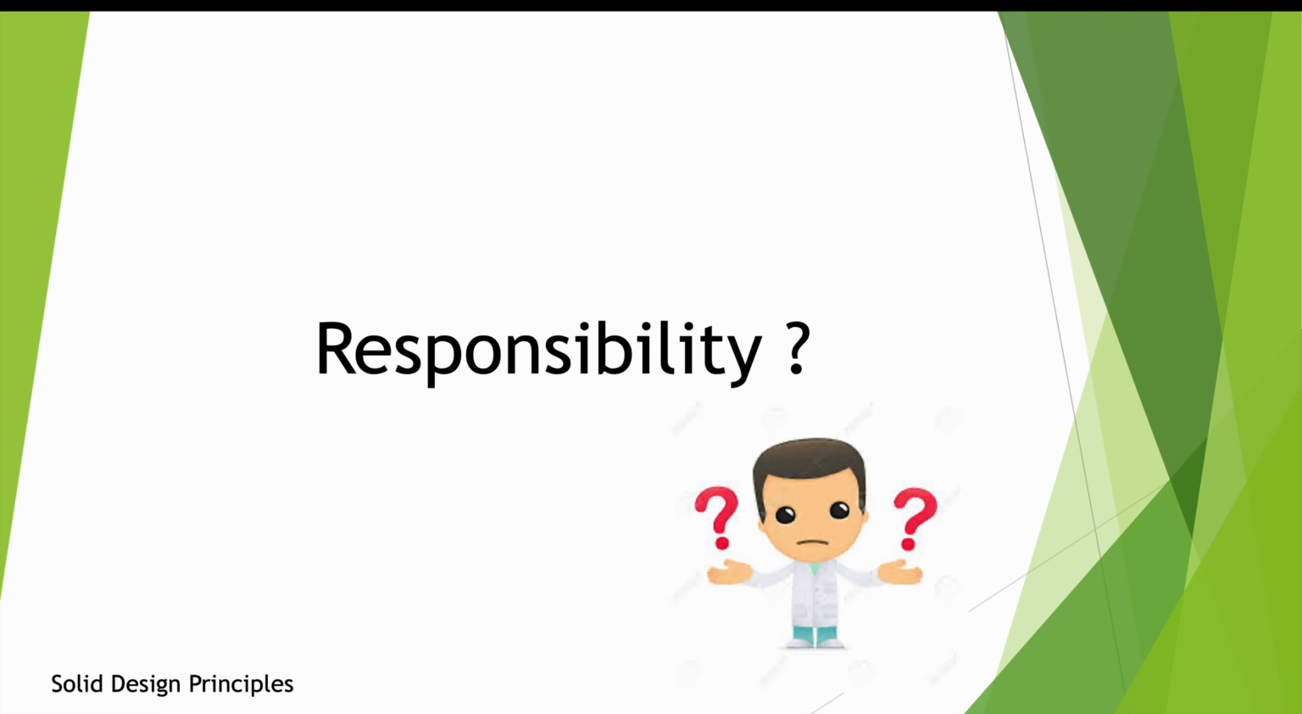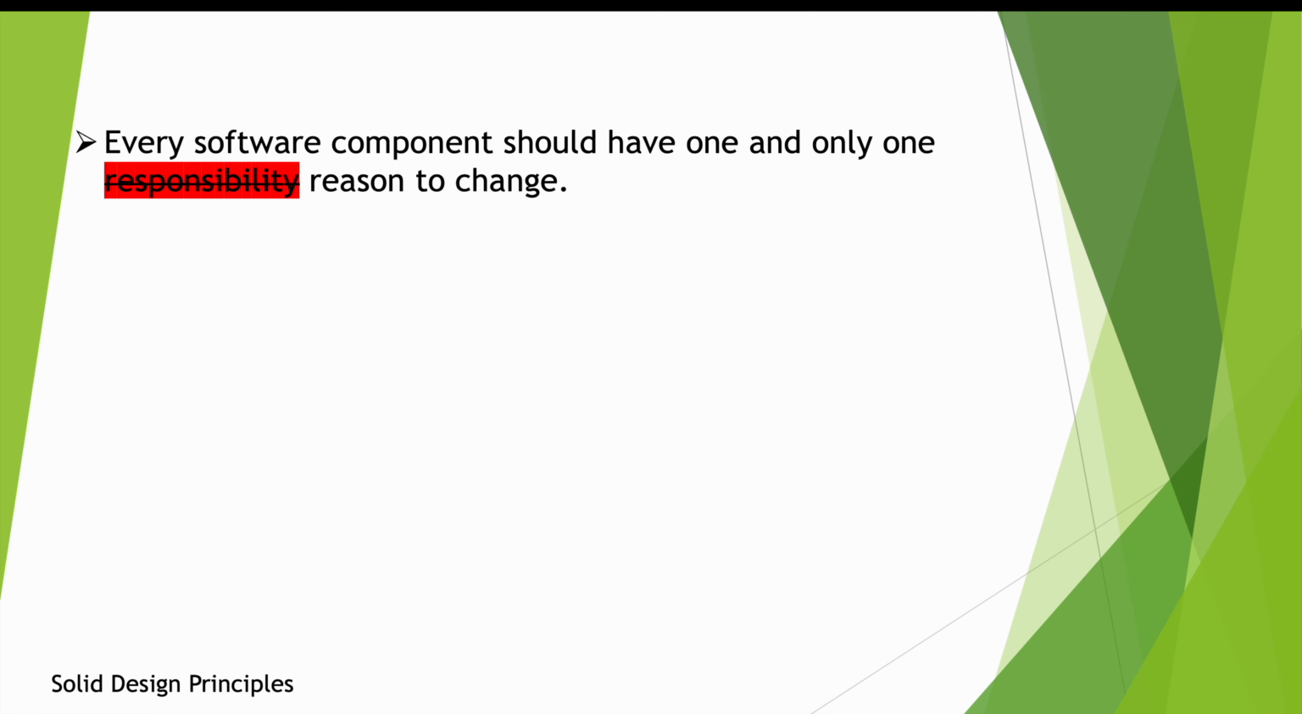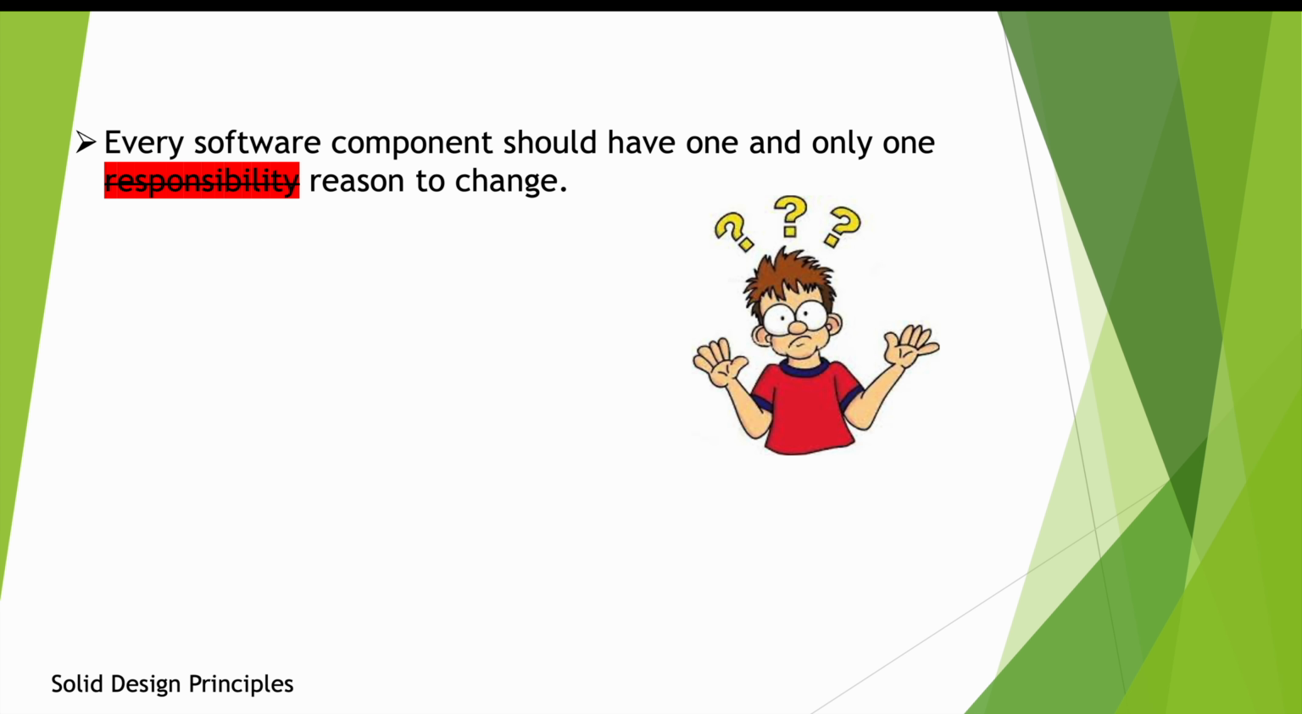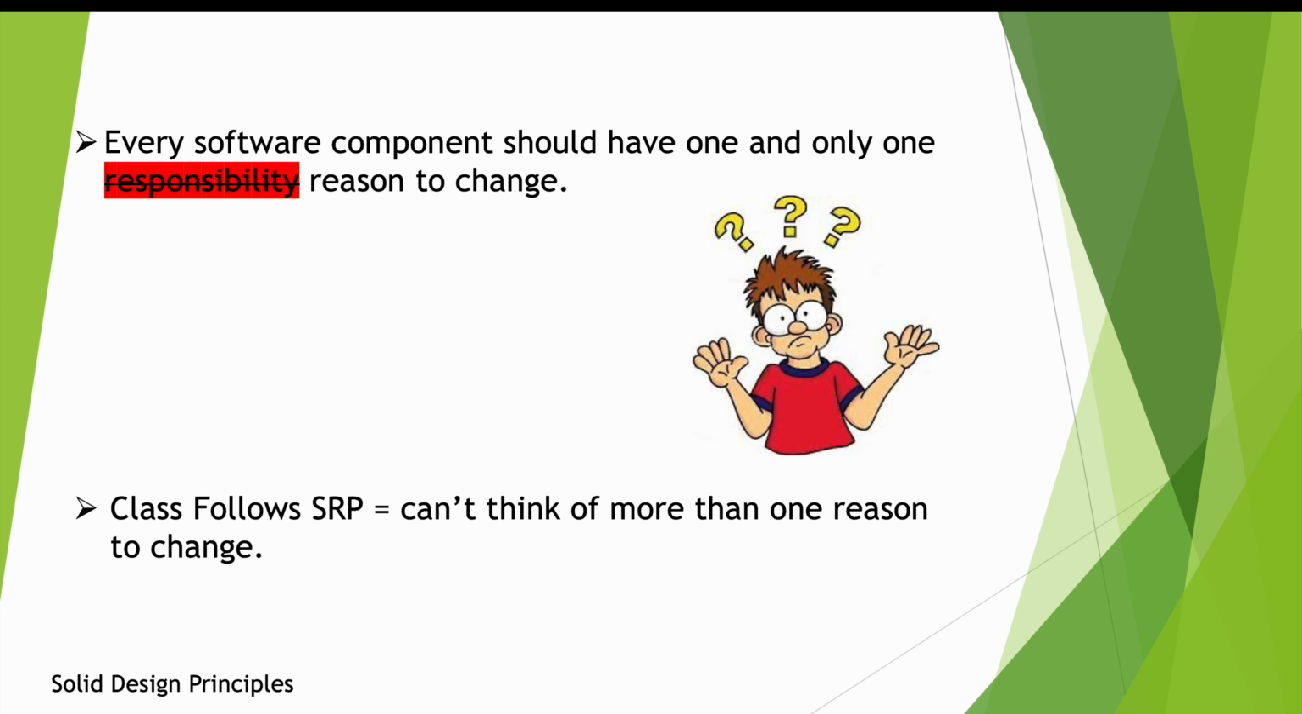Let's talk about the elephant in the room. What exactly is a responsibility? And unfortunately, there is no exact answer to this question. Different developers might have different opinions about the term. This is logical but not practical in development. So we will change the definition a bit and it will become: every software component should have a single reason to change. This definition again seems a bit fuzzy, but now we can say that a class follows SRP if you can't think of more than one reason to change.